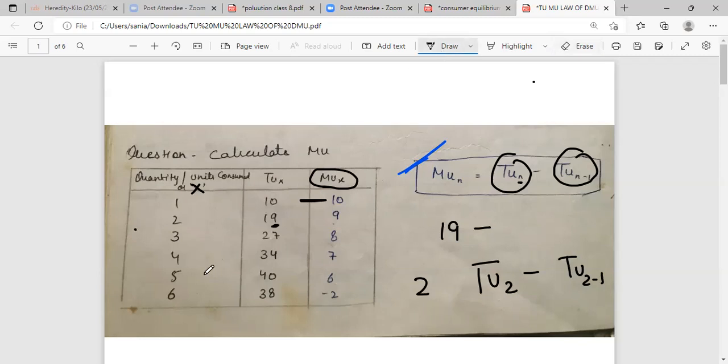For example, for this fourth unit, you have to find MUN. So your fourth unit will be TU4, because you have to find it out. And then TUN minus 1 is 4 minus 1, which is 3, right? What is TU4? It is 34. And what is TU3? It is 27. So you subtract both of them and you get 7. Clear?